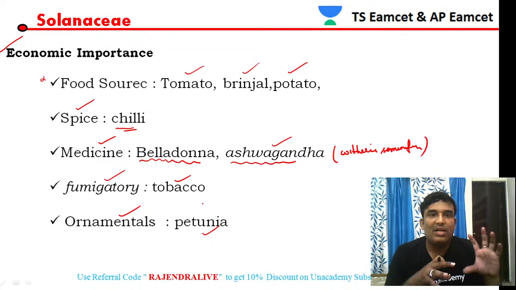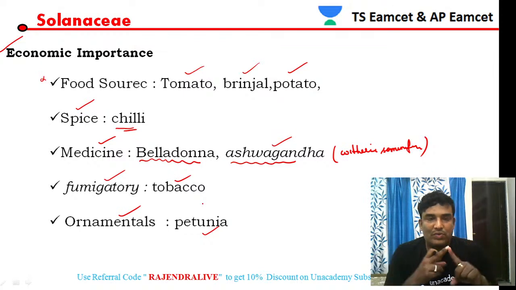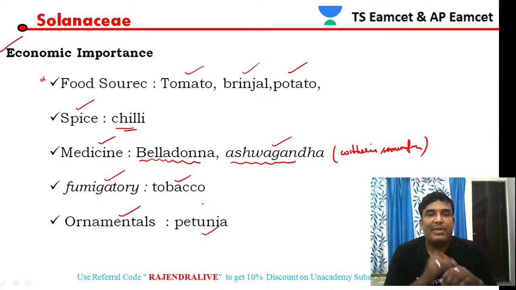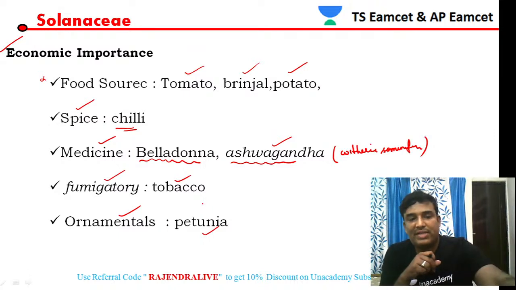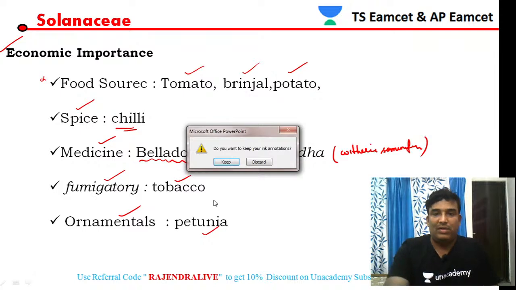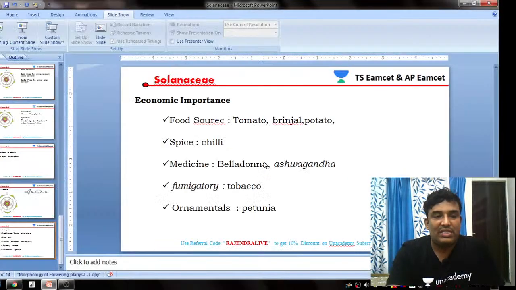Let us see once again the economically important plants. As food source: tomato, brinjal, potato. Spicy in nature: chili. Medicinal: belladonna and ashwagandha, that is the Withania somnifera plant. Fumigatory: tobacco. And acting as an ornamental plant: petunia. So that is about the characteristics of this particular Solanaceae family, students.